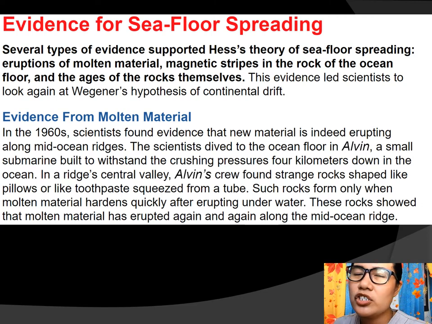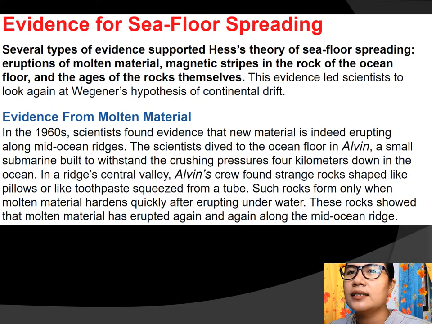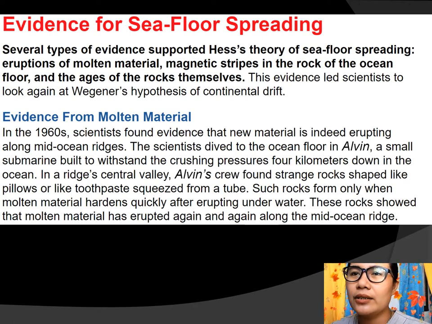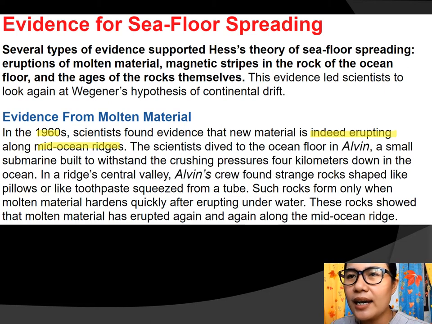What evidence did Hess and Dietz have for their seafloor spreading? First, evidence from molten material. In the year 1960, scientists found evidence that new material is indeed erupting along the mid-oceanic ridges. The scientists dived into the ocean floor in a submarine called Alvin. Why the 1960s? Because in the 1960s, submarines were in use.